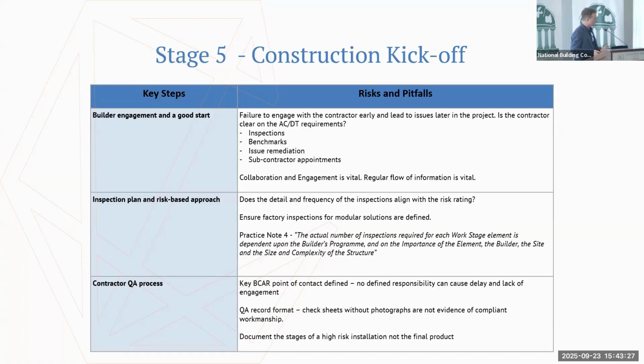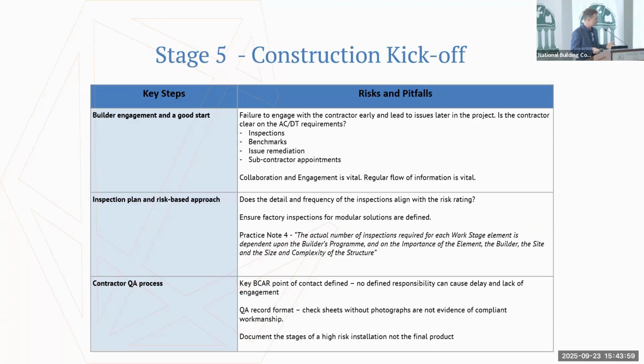So the higher the risk of the particular work package or the installation, the more frequently it should be inspected. If you're dealing with fire doors, if you're dealing with fire dampers, then the frequency of those inspections needs to increase compared to something that's moderately low risk. So that's all in practice note 4. That's the wording there in italic. The actual number of inspections required for each work stage element is dependent on the builder's program. So how stretched out is it, or is it very, very compact?